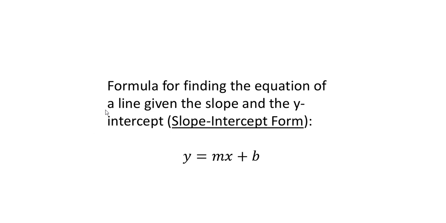So the formula you want to use for finding the equation of a line given the slope and the y-intercept is the slope-intercept form that we've seen in previous sections, y equals mx plus b. So this would be the formula that we want to use to do that particular kind of problem. So let's take a look at an example of that.